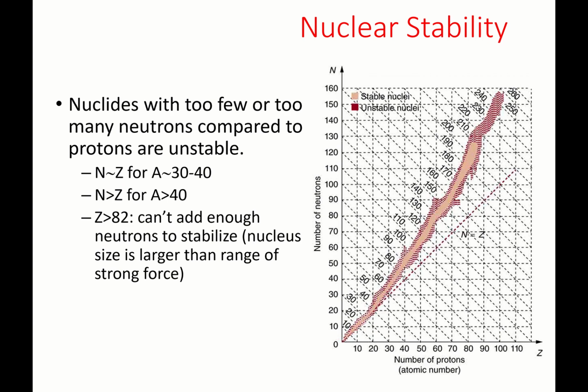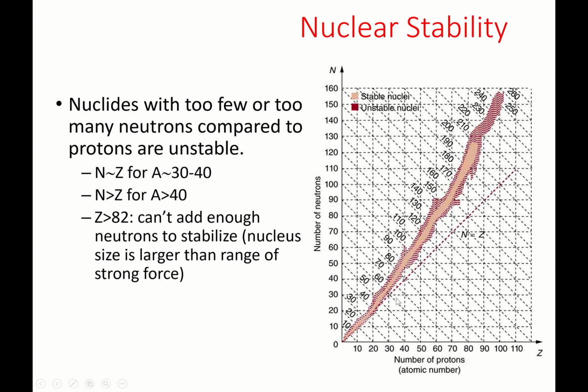So if you have a nuclide, remember a nuclide is just a fancy name for a different nucleus, that has either too few or too many neutrons compared to the number of protons, it'll be unstable. So when you have small atomic numbers, so you start at the bottom of the periodic table, it's usually most stable if there's about the same number of neutrons as protons. And if you look at the graph on the side, that dashed red line shows you where the number of neutrons is equal to the number of protons.